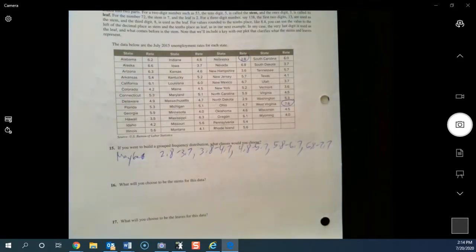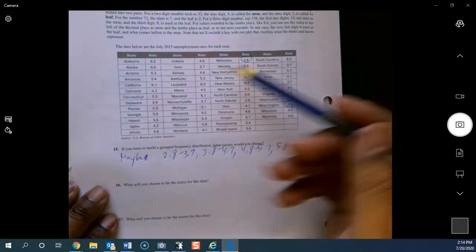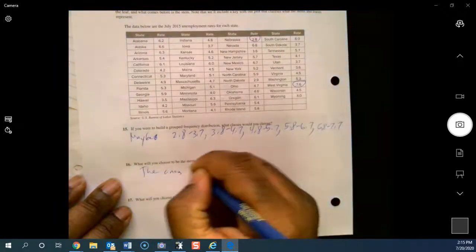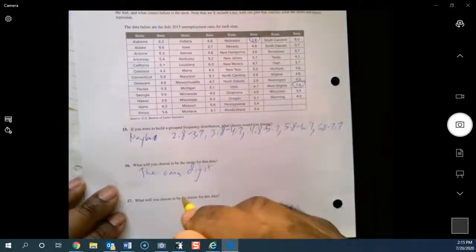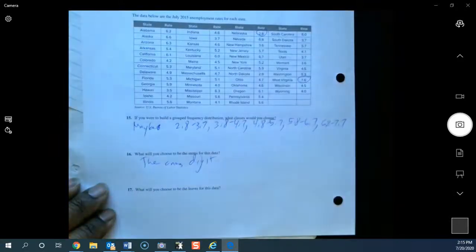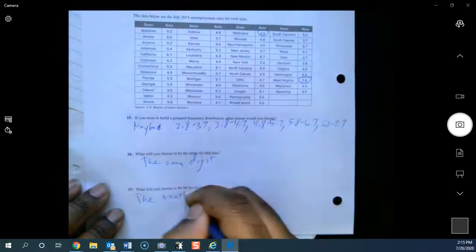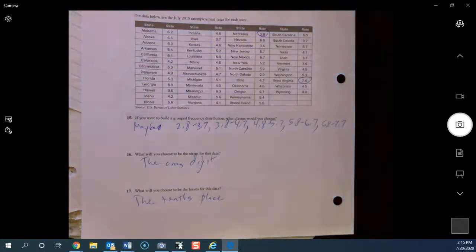Now, 16. What will you choose to be the stems for the data? Okay, if you notice, all of these have only 1 digit in front of the decimal and 1 digit behind the decimal. So it'll be the ones digit. Okay, what will you choose to be the leaves for the data? It'll be the tenths place. So it'll be the ones digit for the stem and the tenths place for the leaf. Now we know this is all leading up to something.